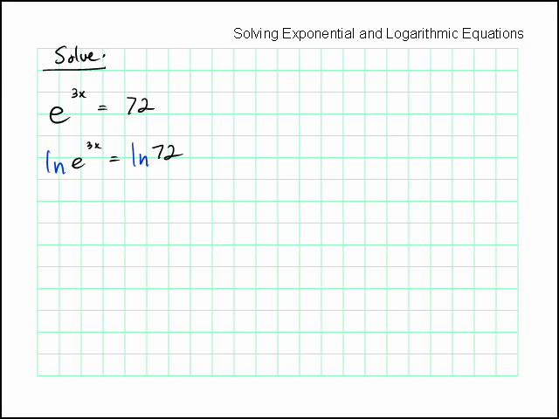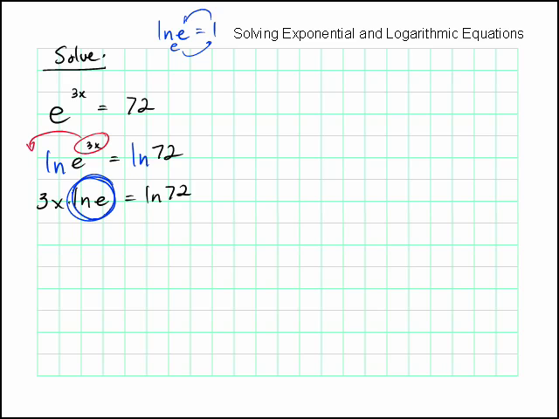Just like in the last examples, after I take the log of both sides, I can take the exponent and drop it into the front, which gives me 3x natural log e equals natural log 72. Now, the natural log of e, if you don't remember, let me do some work up here. The natural log of e is 1. And that is because the base for a natural log is e. So e to the first power is e. Okay, good thing to remember that this is equal to 1.